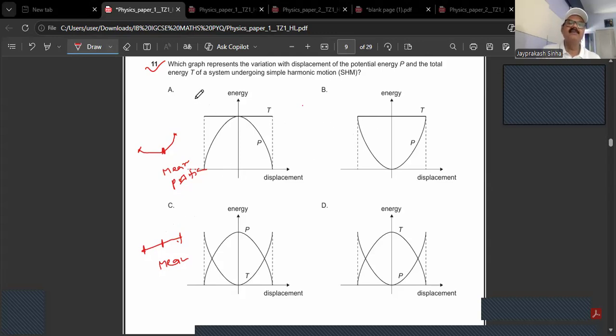So what we see here, figure A, B, C, D. Here in figure B, the potential energy is maximum at the extremes and it is 0 at the mean position, and the total energy is constant. T represents the total energy and P represents the potential energy. So this figure is correct, because at extremes the potential energy is maximum. So this figure matches with the requirement.